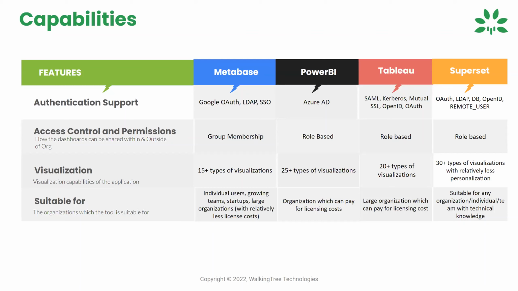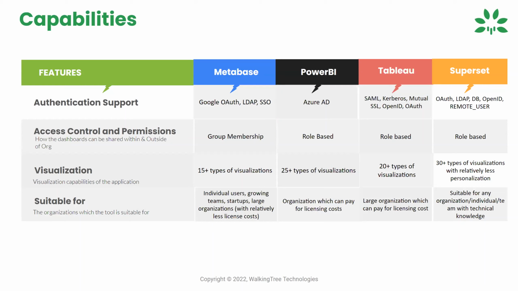And when we look at access control and permissions, in Metabase it is based on groups. So if you have multiple people in the organization and you want to segregate the permissions among these people, you can use groups in Metabase. Whereas in Power BI, Tableau, and Superset, it is based on roles, where you can define the roles, permissions, and policies.